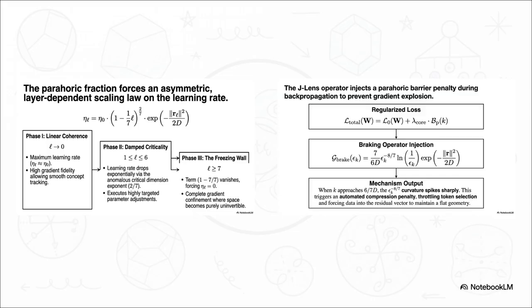So how do we survive this? To prevent hitting this catastrophic wall during deep operations, the Jacobian lens actively deploys some serious protective measures. It applies an asymmetric learning rate to k, dropping the rate exponentially as depth increases. At the same time, it deploys an automated gradient braking penalty, using spiked curvature to forcefully throttle token selection and push excess data back into the residual vector.